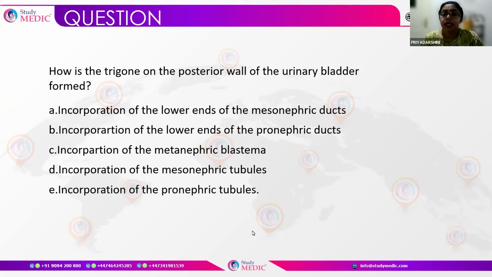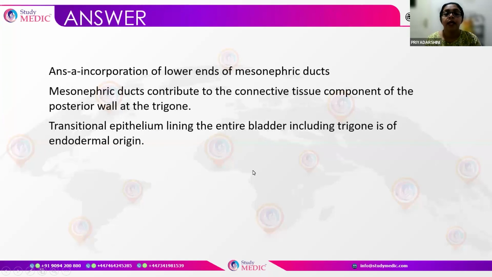Now, the important thing that we have to remember in the trigone is the 3 landmarks. We have the 2 ureters which enter and the urethra which exits. So that triangle is the trigone. And we know the ureter is originating from the mesonephros. So it is the incorporation of the lower end of the mesonephric duct. Understand that there is a difference between the duct and the tubule. And so it is the mesonephric duct which contributes to the posterior wall of the trigone.